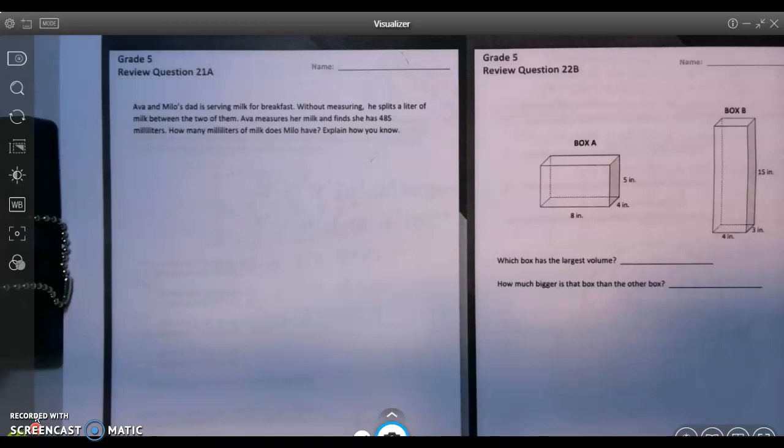So let's get started. Ava and Milo's dad is serving milk for breakfast. Without measuring, he splits a liter of milk between the two of them. Ava measures her milk and finds that she has 485 milliliters. How many milliliters of milk does Milo have?